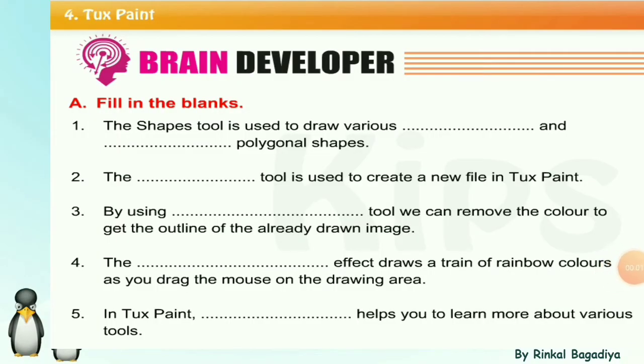Children, in your computer textbook on page number 35, the brain developer exercise of chapter 4 is given. Let's start with question A. Fill in the blanks. Number 1. The shapes tool is used to draw various dash and dash polygonal shapes. Shapes tool is used to draw which shapes? Yes, filled and unfilled shapes.